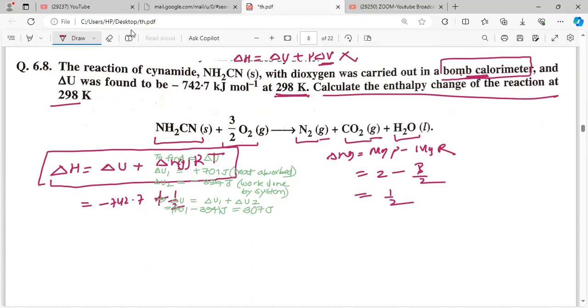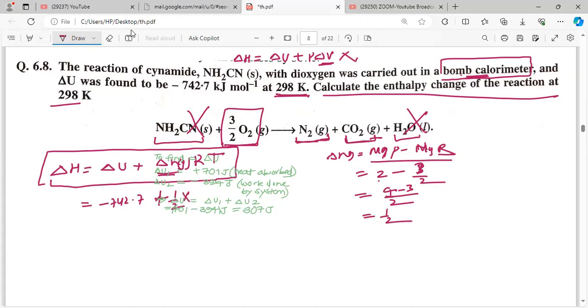So first of all, delta Ng you can calculate. Delta Ng is equal to number of moles of gaseous products minus number of moles of gaseous reactants. Liquid and solid you need not calculate, only the gaseous molecules. So 1 mole of N2 and 1 mole of CO2, so this is 2. The gaseous reactant is 3 by 2 O2. Taking LCM 2, it will be 4 minus 3 by 2, so it will come 1 by 2.